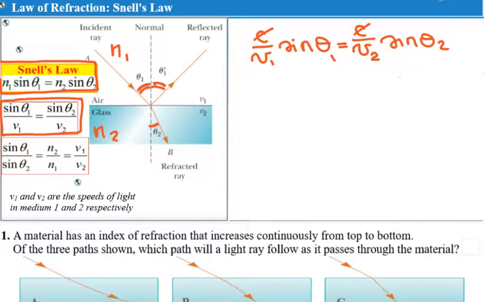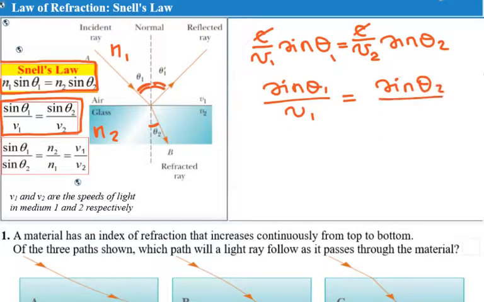Also, you know that since you have sine theta 1 and v1 is equal to sine theta 2 and v2, I can replace my v with lambda 1 and frequency. Frequency doesn't change. And then for the second one, because it's the same wave with the same frequency, I have lambda 2 and the frequency. And again, frequency can be cancelled from both sides, and I get the next formula.